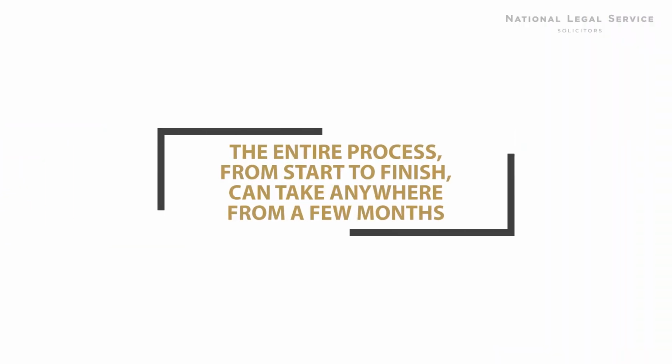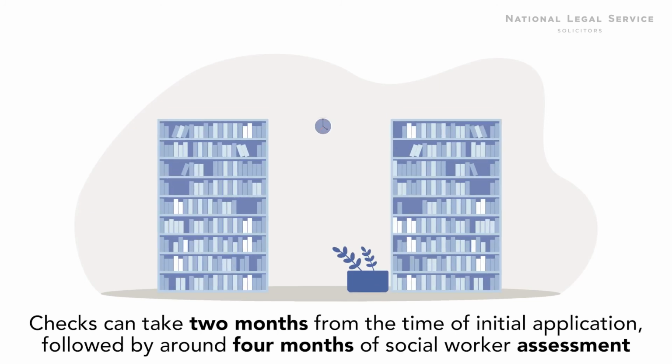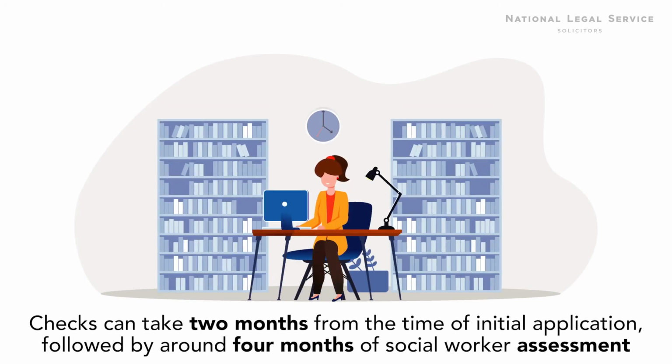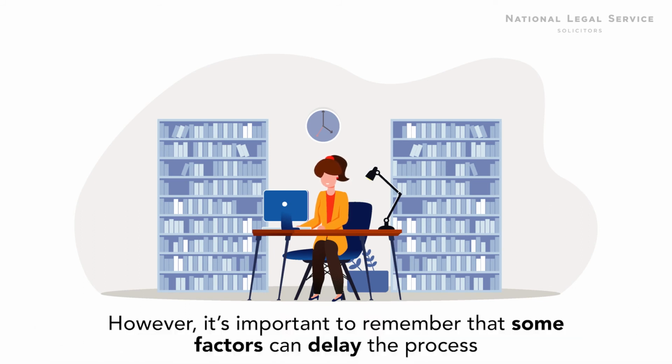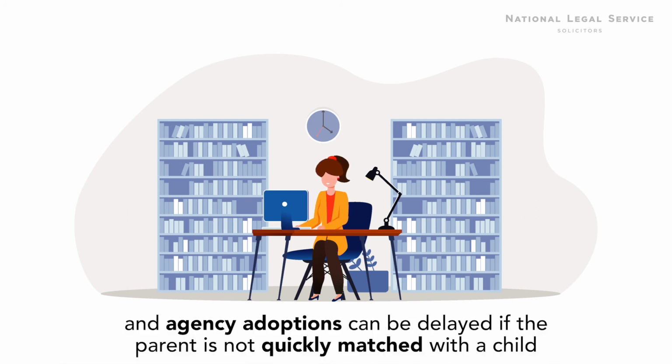The entire process from start to finish can take anywhere from a few months to more than a year, depending on the type of adoption. Checks can take 2 months from the time of initial application, followed by around 4 months of social worker assessment. However, it's important to remember that some factors can delay the process. Step-parent adoptions can be delayed due to opposition from the other birth parents, and agency adoptions can be delayed if the parent is not quickly matched with the child.